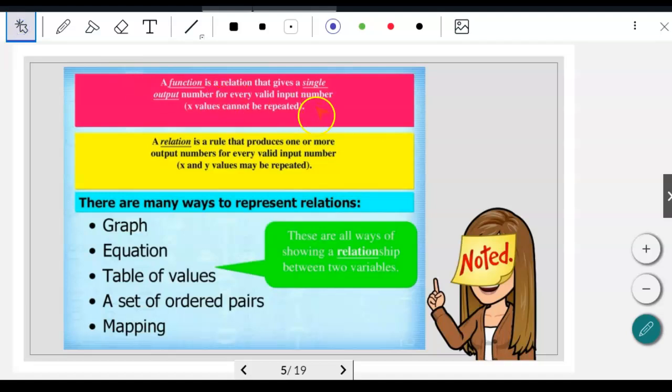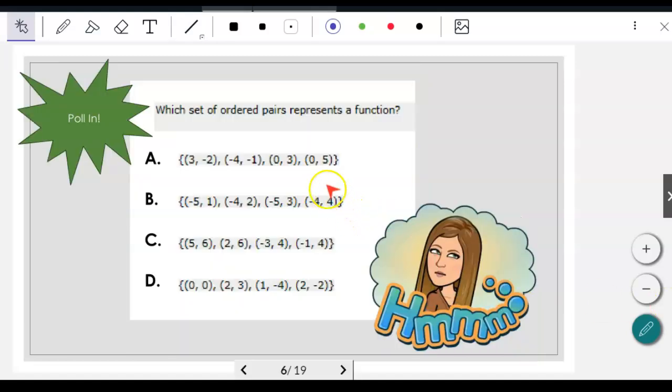Okay, we actually had this slide yesterday, or the previous lesson. So a function is a relation that gives a single output. We just talked about that. So again, there are different ways to represent relations. It could be a graph, equation, table of values, set of ordered pairs, and mapping. So let's look at a couple of questions just to practice: which set of ordered pairs represents a function.